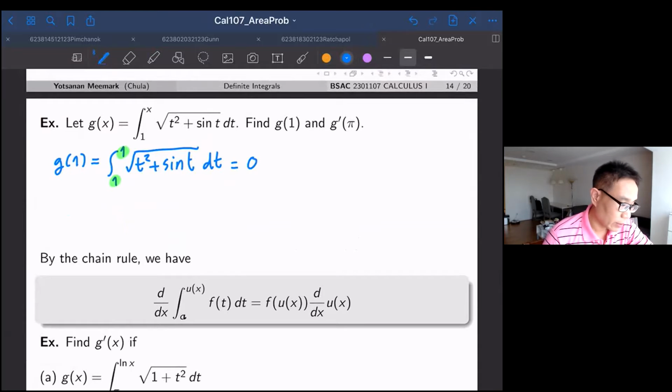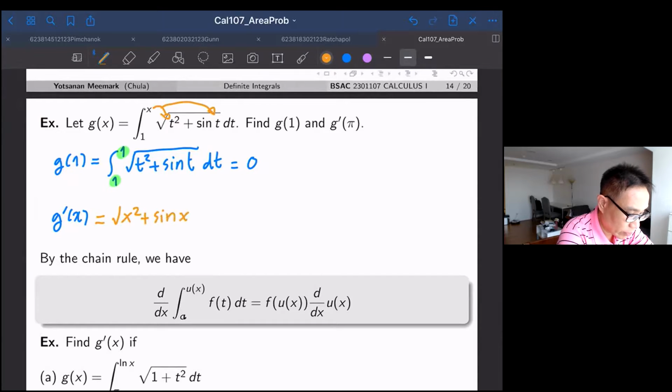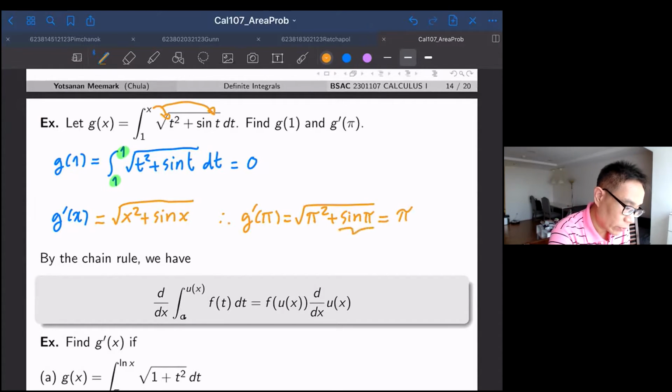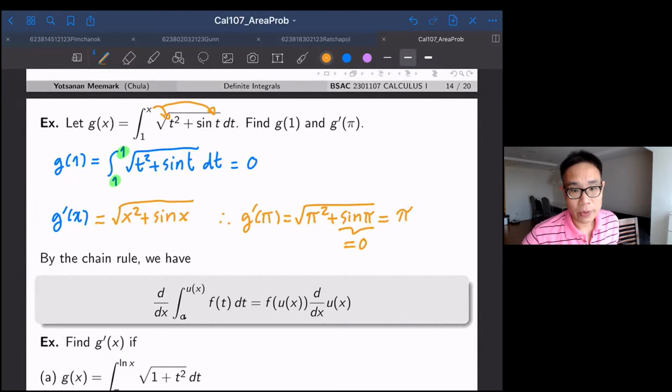For g', you differentiate, putting x in for t, so g'(x) is the square root of x squared plus sin x. So g'(pi) is the square root of pi squared plus sin pi. Sin pi equals 0, and the square root of pi squared turns out to be pi.